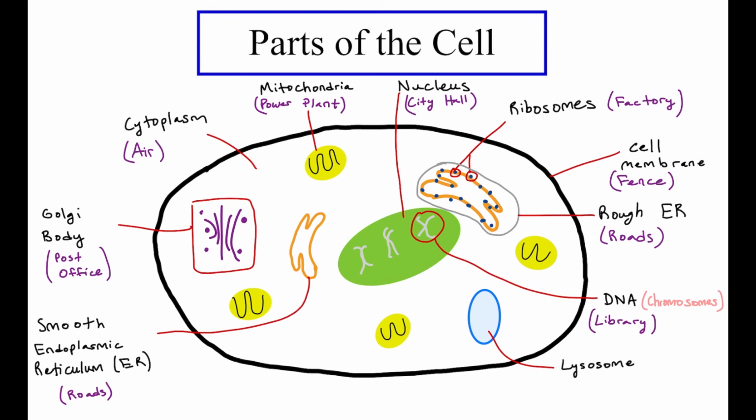And lastly, we will look at the lysosome in the bottom right-hand corner. So the lysosome is kind of like the recycling or the garbage plant of the cell. It's where things go to be thrown away or recycled within the cell. So it's a way for the cell to get rid of waste that it doesn't want anymore.